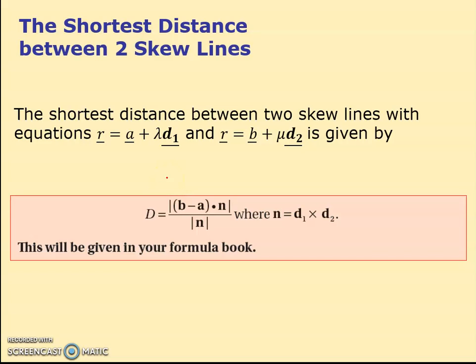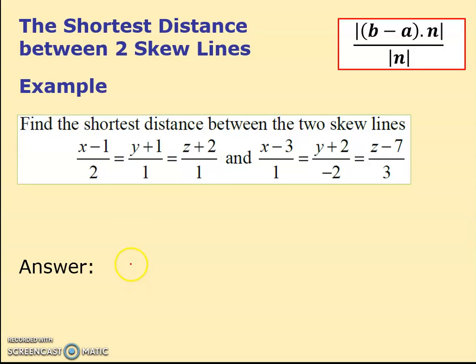So we like that. Now the shortest distance between two skew lines then, it gives me the formula again. So this again is in the formula book, so I'm not going to justify it this time. I'm just going to show you it in action, and let's get it going with an example. So what we've got, well, first of all, I need to write these as equations of two lines.